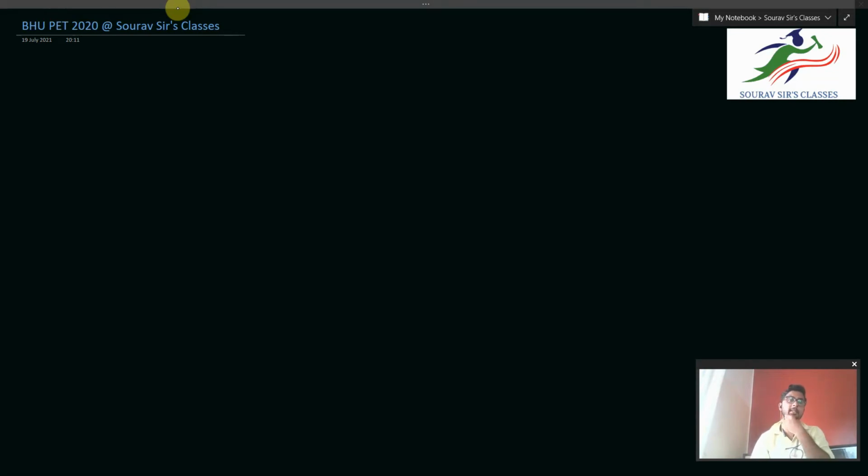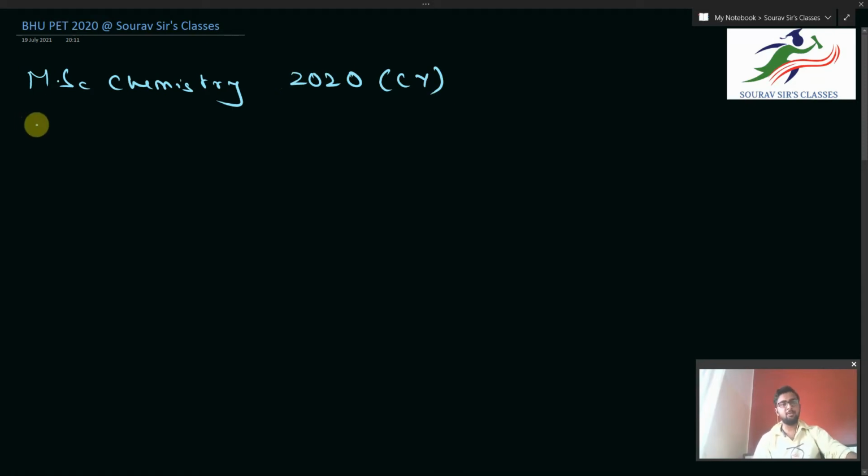Basically, BHU PET is an exam arranged for MSc in chemistry. We are solving the chemistry papers for admission to MSc in chemistry at the Banaras Hindu University. BHU conducts this exam, PET, every year, and the paper that we are solving is 2020 CY, that is the chemistry paper. This paper is also available for physics, maths, zoology, botany, all kinds of subjects. The main thing about the paper is that it has 120 questions that need to be solved in 2 hours on the day of the examination.